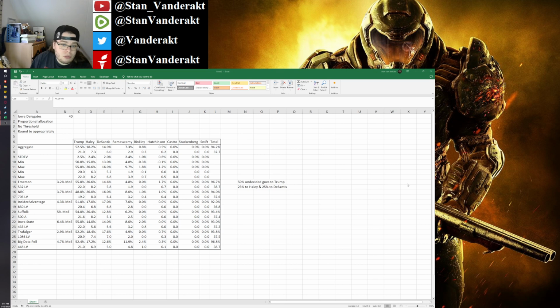Binkley minimum is, well, if he's taken along it's 1, if he's not taken along it's 2.4. Hutchinson minimum is about 0.3%, maximum 1.7. Castro, Stuckenberg, and Swift, I took them along for the ride, but they are not polling anything, so whatever, right?